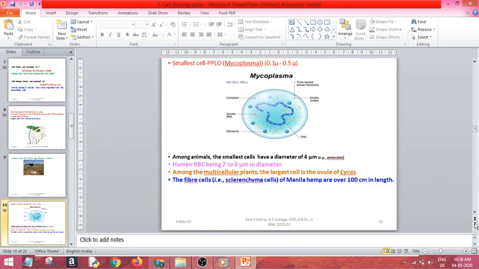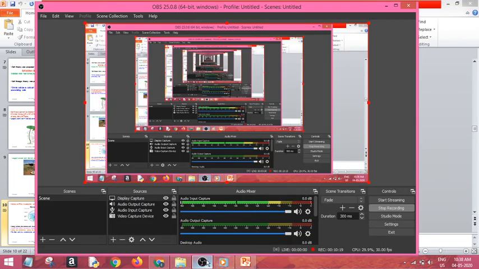This is about the salient features of a cell. The normal distinction between a plant cell and an animal cell is that a plant cell consists of a cell wall and animal cells do not. We will continue this in the next session.